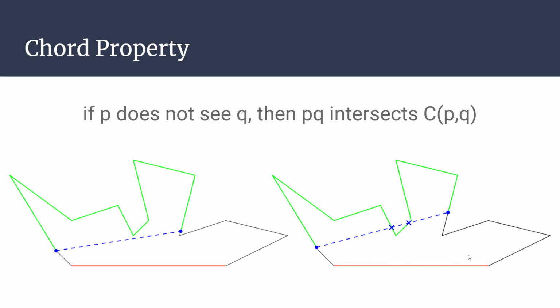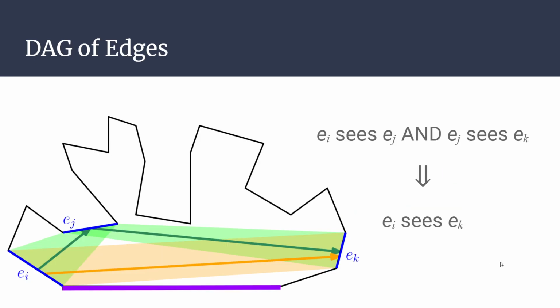So what we can use this chord property for is, if P does not see Q, then we know that it intersects this part in between. What we can use it for is to define a DAG on the edges of the polygon. So this is our weakly visible edge in purple. If we look at one of the other edges, other than the base edge, then we have that in blue here, if we have an E sub i that comes before an E sub j, and all the points in E sub i see all the points in E sub j, we can draw an arc between them in this DAG.